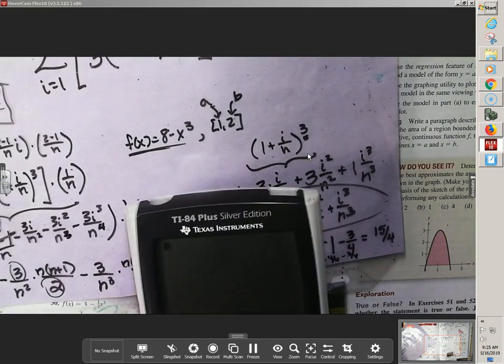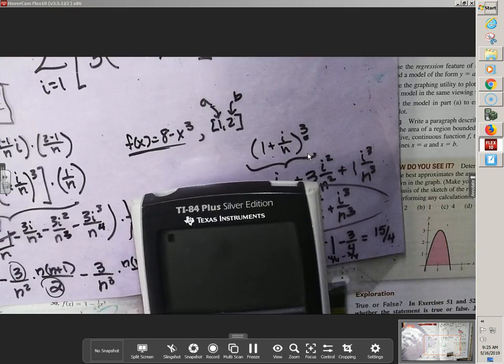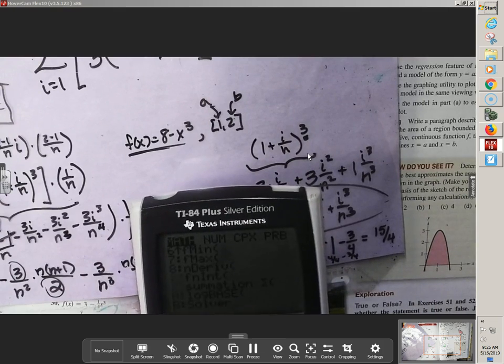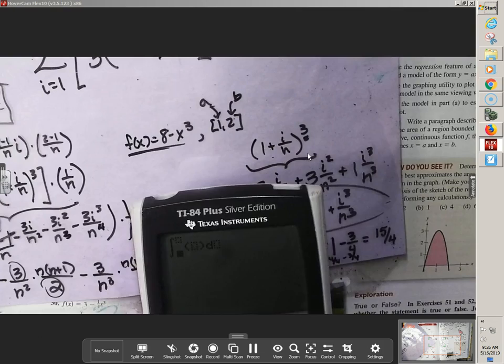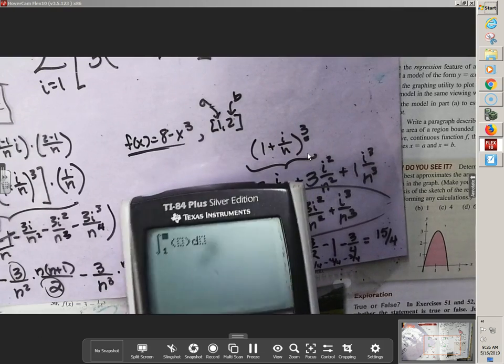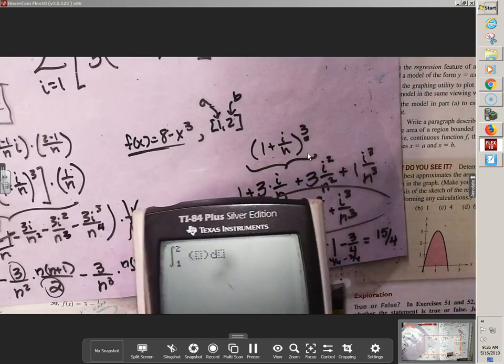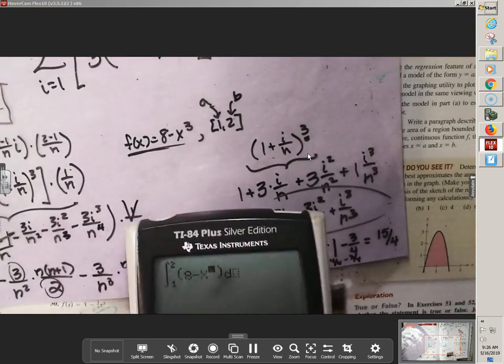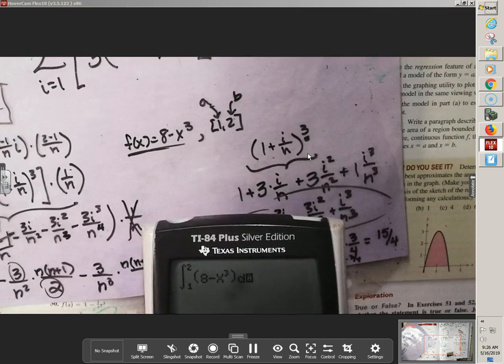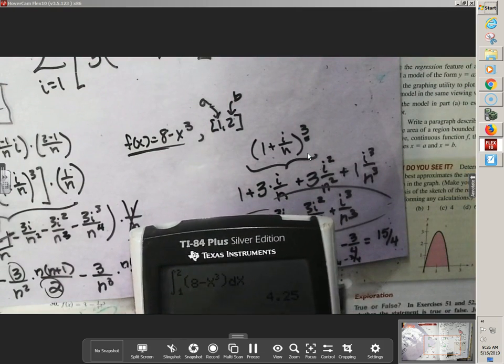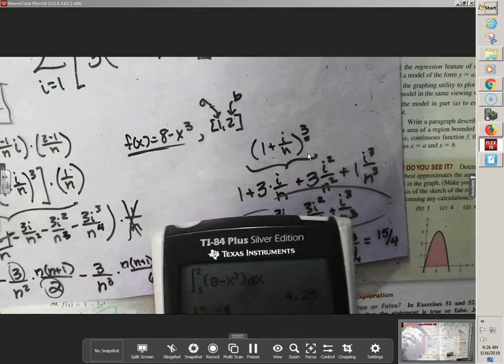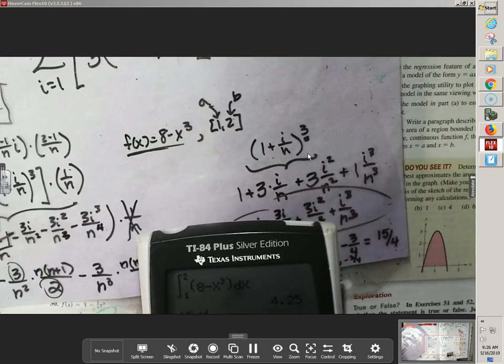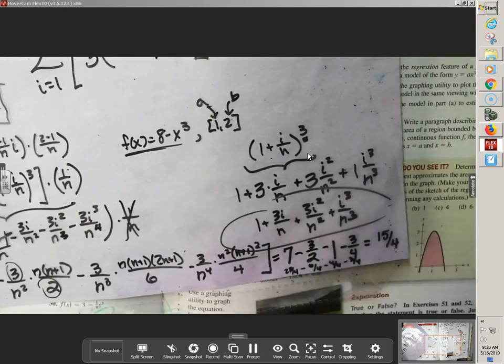Let's check it. How do we check it? Remember that really cool one? Function integrate. We're going from 1 to 2 of my function 8 minus x cubed dx. What's 15 divided by 4? Uh-oh. It's supposed to be 17/4, isn't it?